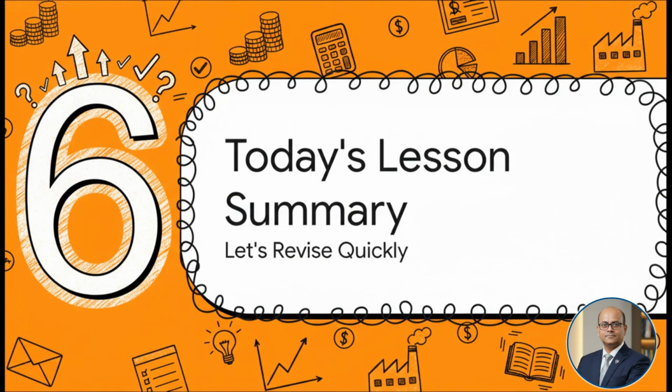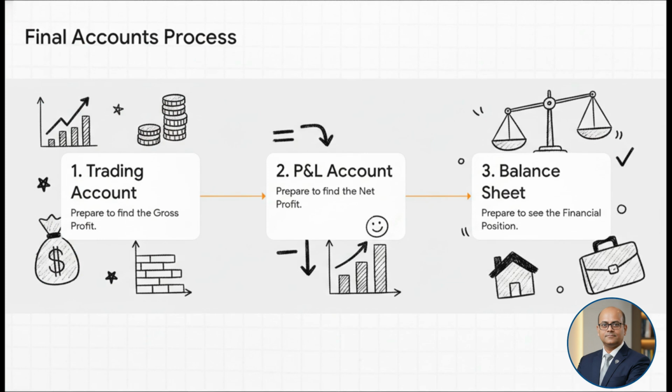All right, students, that was the main part of our lesson today. So now, let's do a quick revision of what we have learned. So what were the 3 steps of final accounts? Let's say it together. Step 1, prepare the trading account to find the gross profit. Step 2, prepare the profit and loss account to find the net profit. And step 3, prepare the balance sheet to see the financial position. It is a simple 1, 2, 3 process.